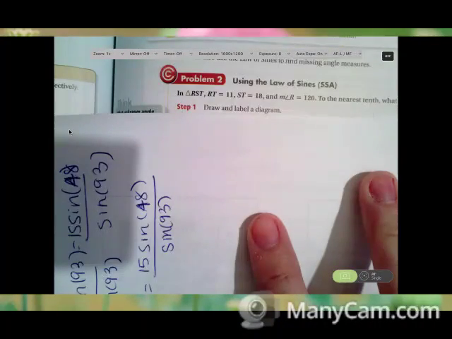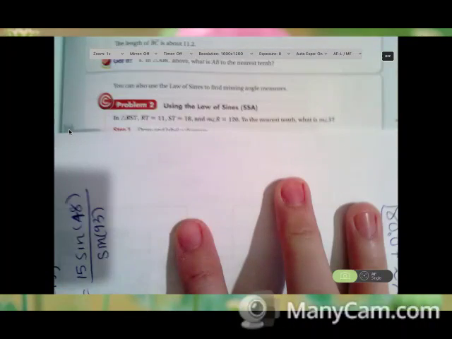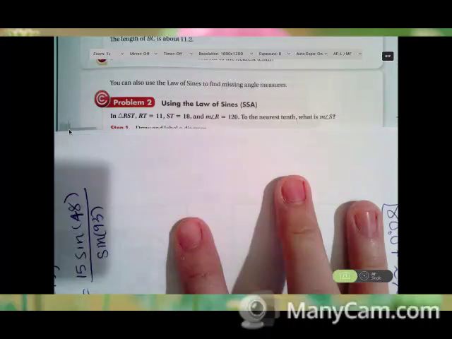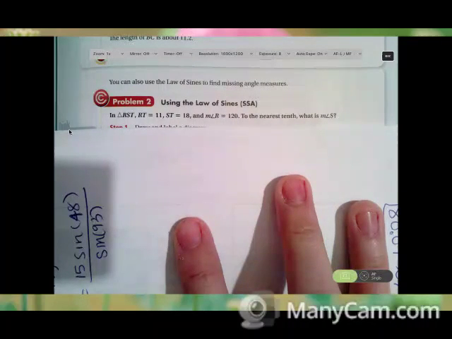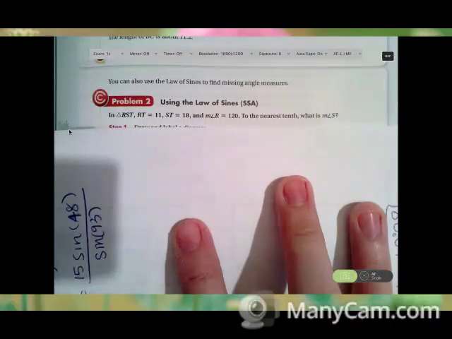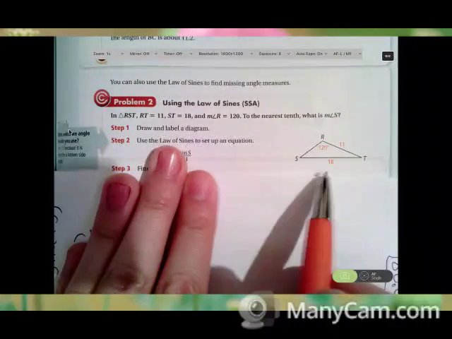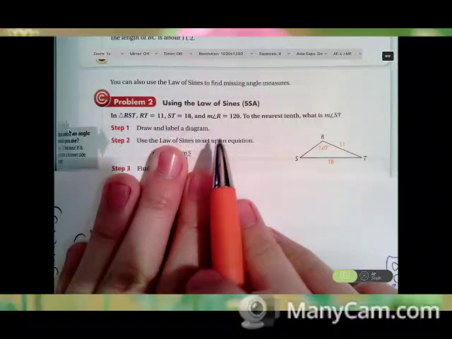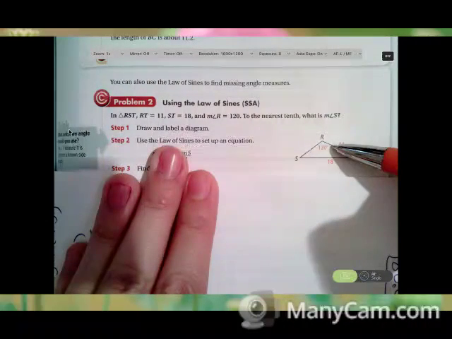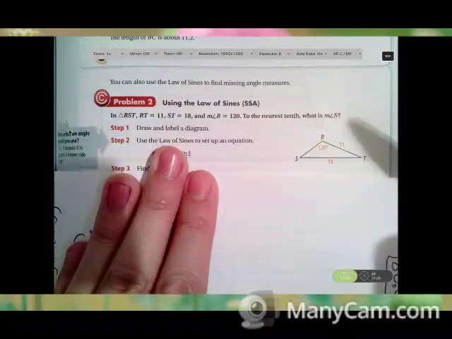All right, problem 2. In triangle RST, RT equals 11, ST equals 18, and angle R equals 120. To the nearest tenth, what is angle S? So first we want to draw this diagram, and this is what we're given from the information above. So let's look at sine. We're given this angle, the leg opposite we're also given.